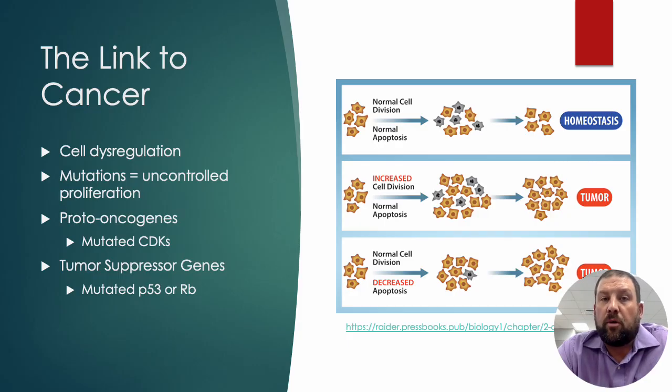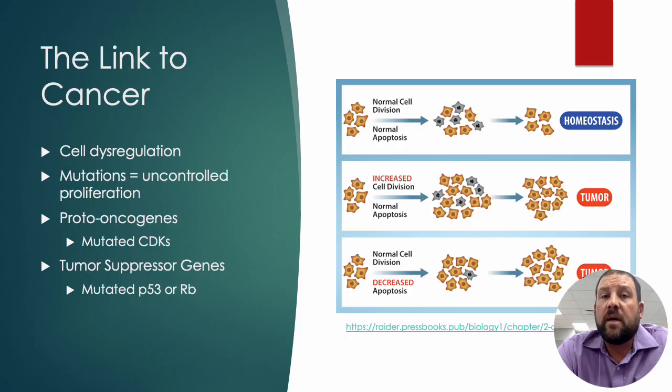RB, or retinoblastoma protein, normally blocks the transcription factor E2F to prevent entry into S phase. If RB is mutated, it can't restrain E2F, and cells rush into DNA replication without control. Together, mutations in proto-oncogenes, CDKs, and tumor suppressors like p53 and RB disrupt the delicate balance of cell cycle regulation. This leads to the uncontrolled cell growth that defines cancer.